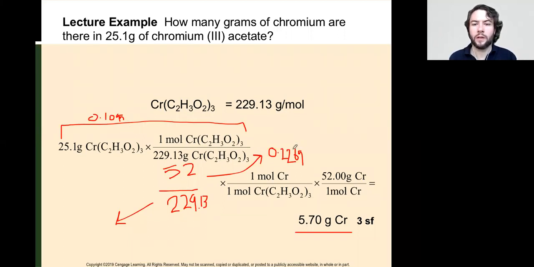So this is the number of moles of chromium acetate, this is the fraction of chromium acetate which is chromium, and this is the mass of chromium, which will give us the total amount of chromium in our sample. If we multiply these numbers together, we will get 5.70 grams of chromium to 3 significant figures. The 3 significant figures, remember, come from our question.